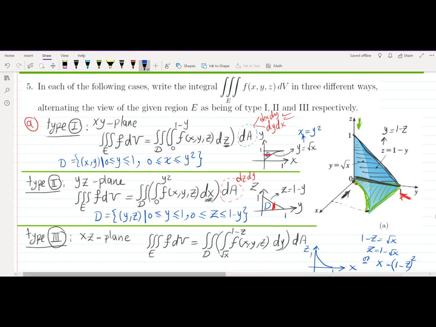Then we can select any choice for dA. So we can choose, for example, dA to be dx dz. So the strip will be a horizontal strip, and the region D can be described as D equals any point of the form x and z, such that z is between 0 and 1 and x is between 0 and 1 minus z, squared.